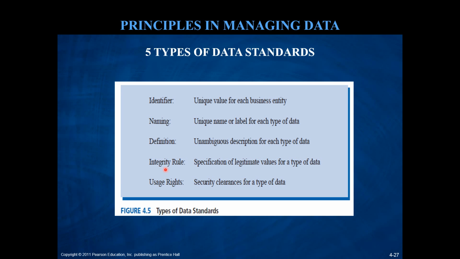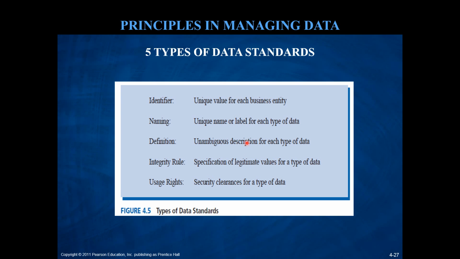Then you need to specify integrity rules as a part of your collection of data standards. Data integrity rules mean what the legitimate values are for a specific attribute. For example, date of birth cannot be earlier than 1900. You don't expect somebody to be more than 115 years old. At the same time, date of birth cannot be younger than 15 years, let's say, because whatever you're selling cannot be sold to kids, or 16 years or 18 years.